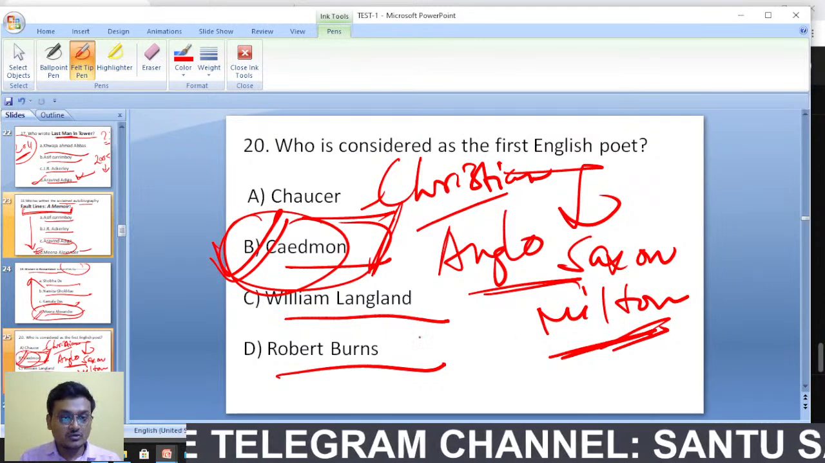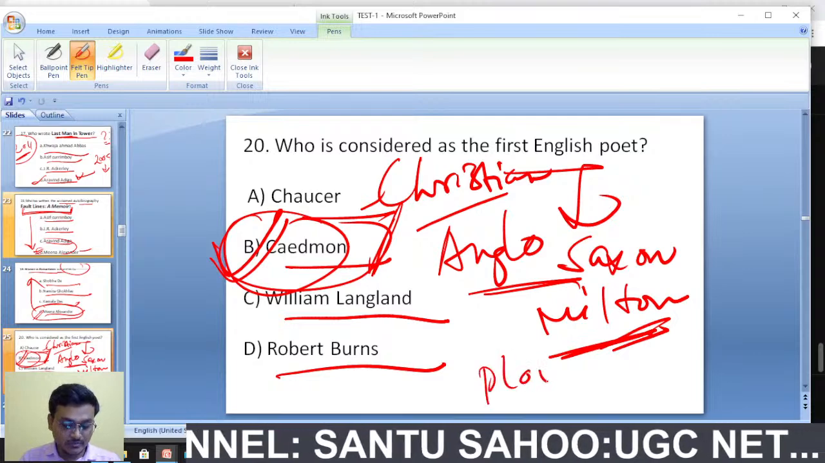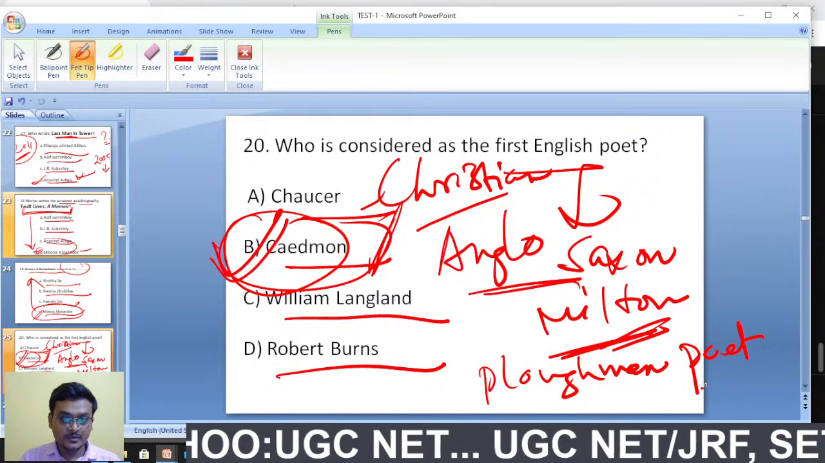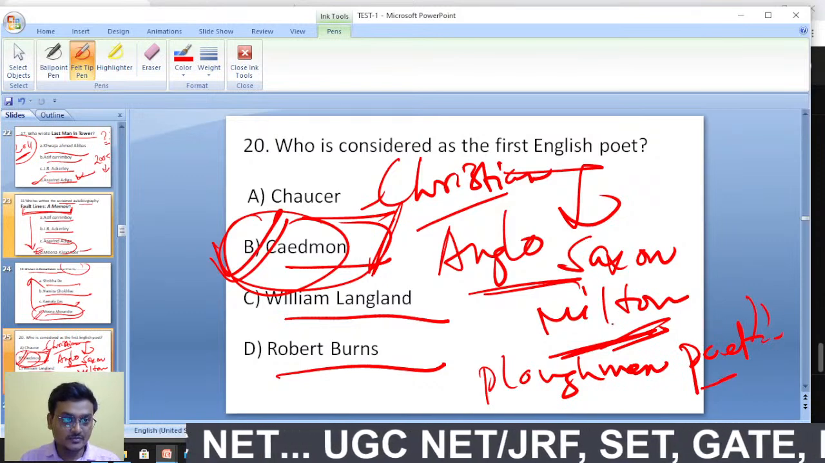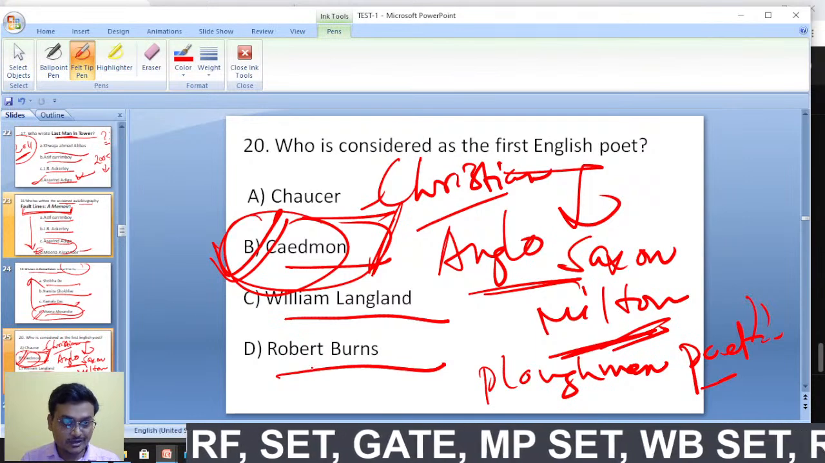So, who is here the ploughman poet? Will you tell me please, who is the ploughman poet? The ploughman poet here. Who is here the ploughman poet from this? Chaucer, Cadman, William Langland, Robert Burns. Who is here the ploughman poet?